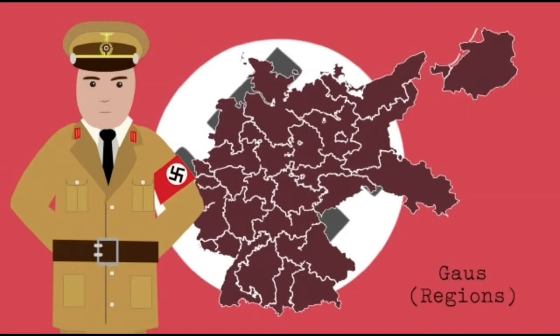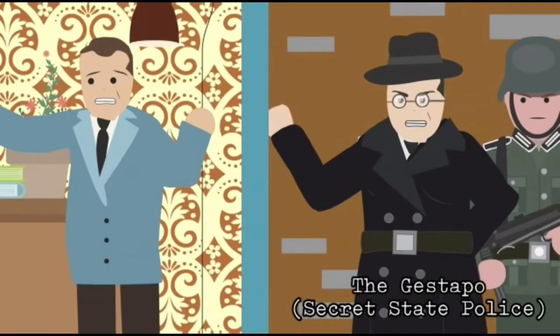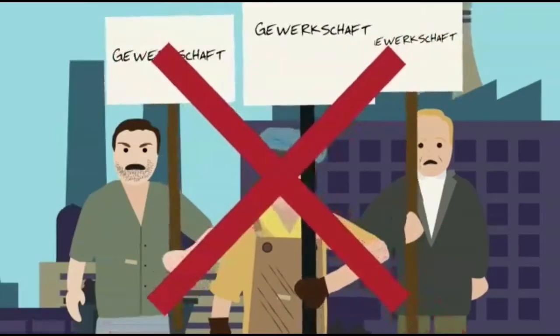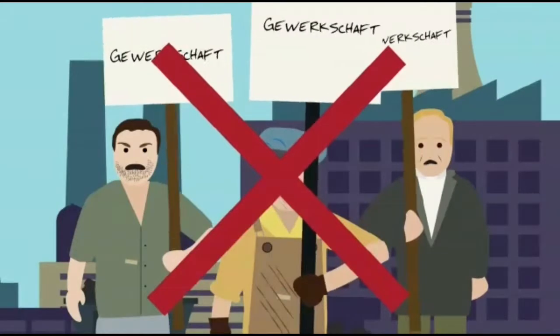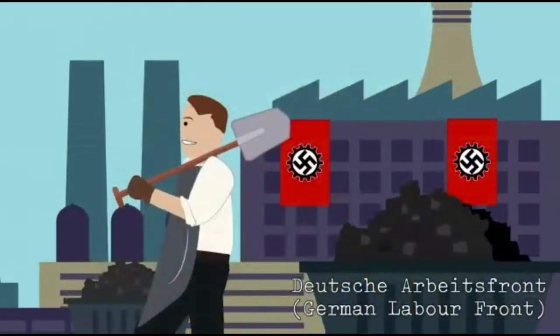In April, the Nazis take over control of local government, carving Germany up into 42 Gaus, which were run by a Gauleiter. Hitler creates the Gestapo, which allows him to rule by terror. In May, he abolishes the trade unions and their leaders, thus eliminating their opposition. In its place came the German Labor Front, giving him control over German workers.